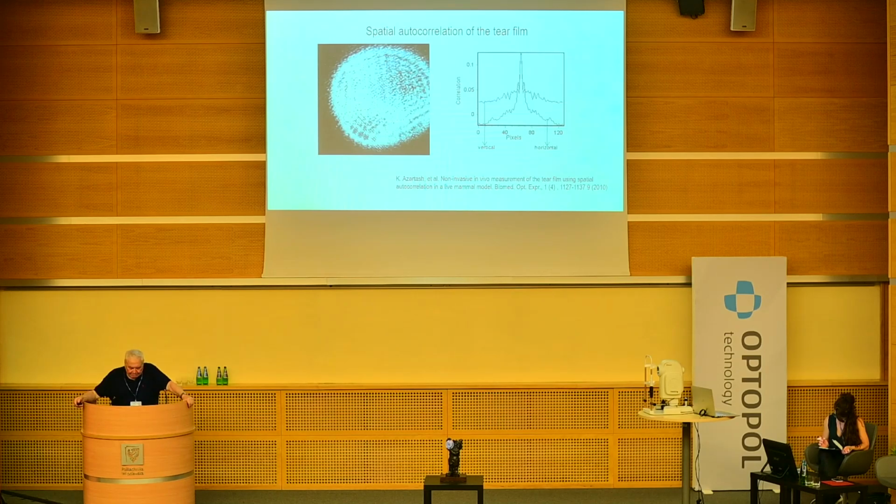There was another approach to see the spatial autocorrelation in the frame. You look at the autocorrelation and you see some peaks, but the information is in the wings. The spatial frequency in the wings gives you the thickness of the film, and with this information you can judge how fast the tear film is thinning, becoming thinner.